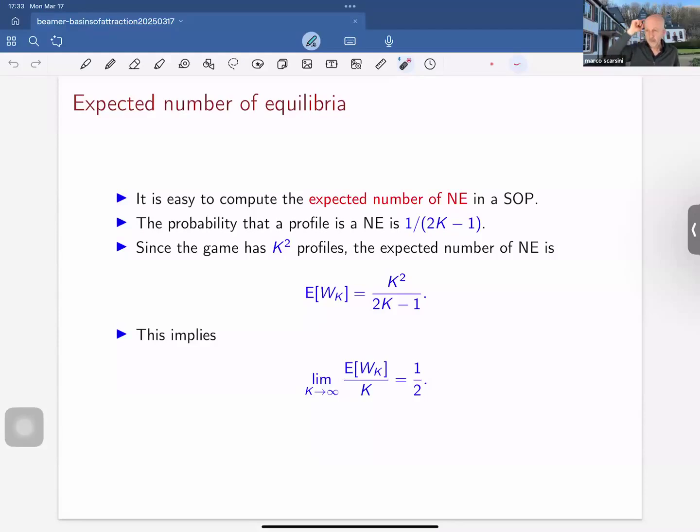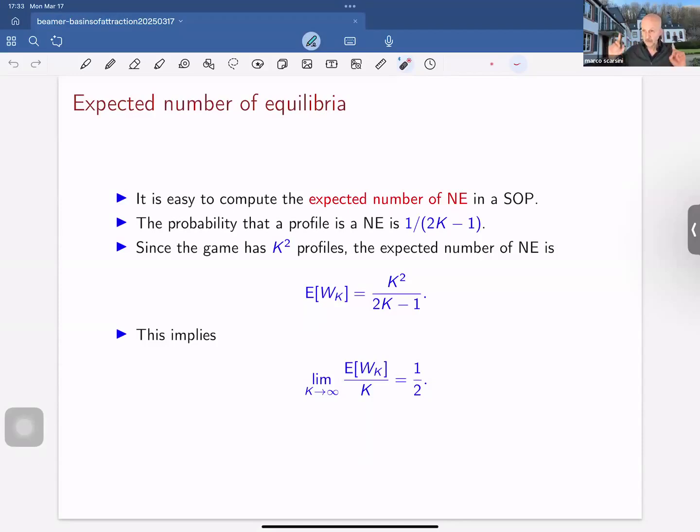So the probability that that profile is a Nash equilibrium is 1 over 2k minus 1. Now, there are k squared profiles, so the expected number is k squared times 1 over 2k minus 1. Asymptotically, as you let k grow to infinity, the number of Nash equilibria is about 1/2 times k. So basically, every other row in expectation has a Nash equilibrium, or every other column has a Nash equilibrium in expectation.